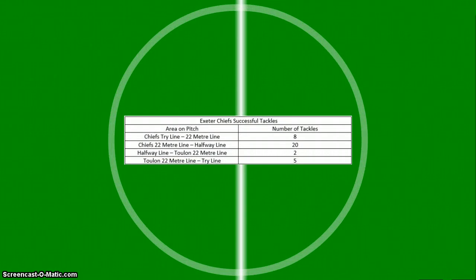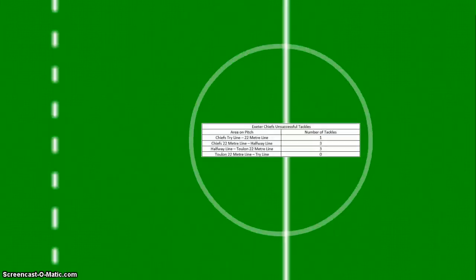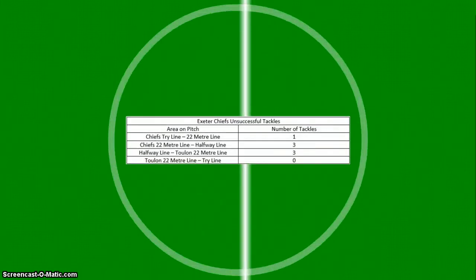This table shows in which section of the pitch that successful tackles were completed. Without possession stats, it is possible to predict that the majority of possession was in Chiefs' 22-metre line to try line, as this is where the most tackles took place. This table shows in which section the unsuccessful tackles occurred. Exeter Chiefs missed 5 more tackles in their own territory that led to 2 tries from Toulon.